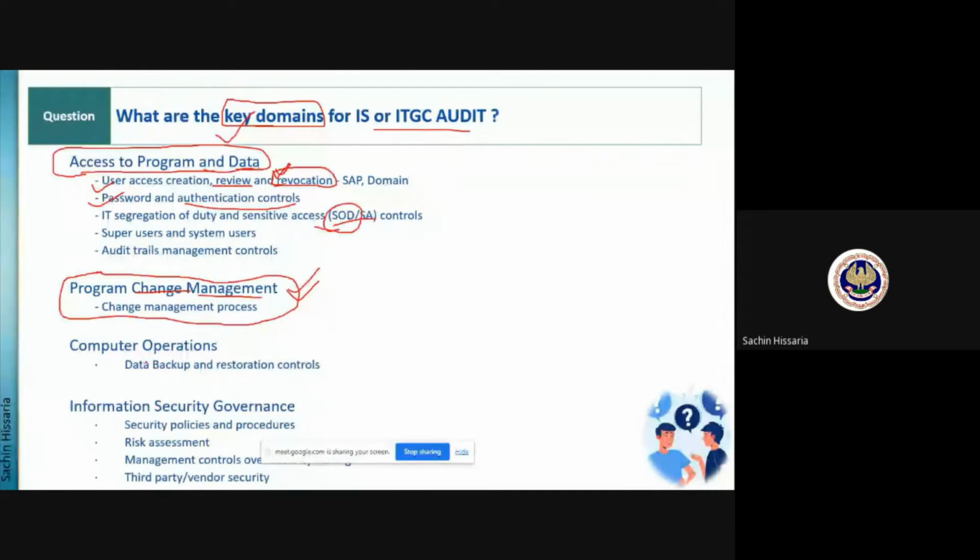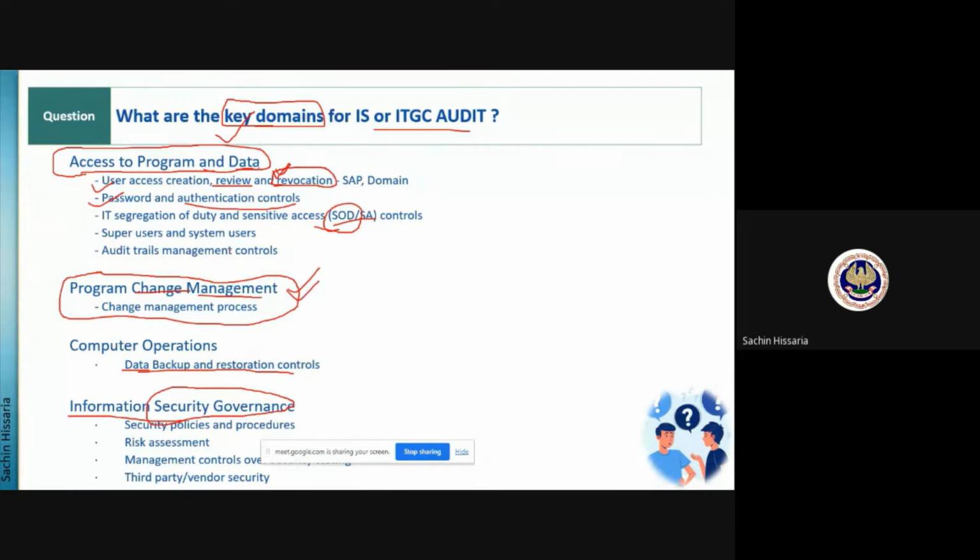Then the next important domain is computer operations, which includes backup and restoration. If time permits at the end, guys, I will explain each and every domain, like the general controls that we verify as an auditor in each domain. Here I am just giving you high level information about the key domains of IS audit. Then the next is governance. Governance is very important in the organization, where we verify the policies, processes, procedures, the risk assessment process of the organization and all.